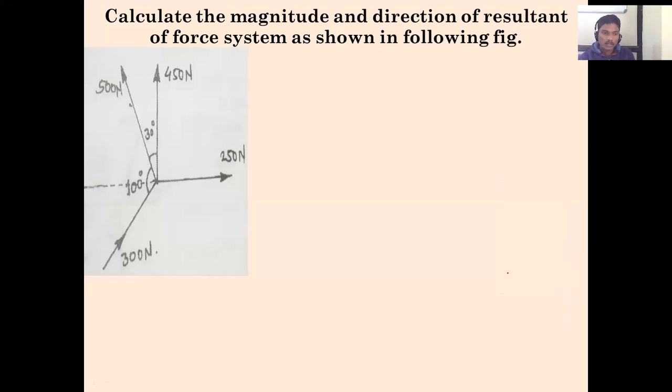Okay. Akanksha, what is your answer? 1100.11 Newton. 1100 means 1100. Okay, point 11 Newton. Okay. Next I will ask.